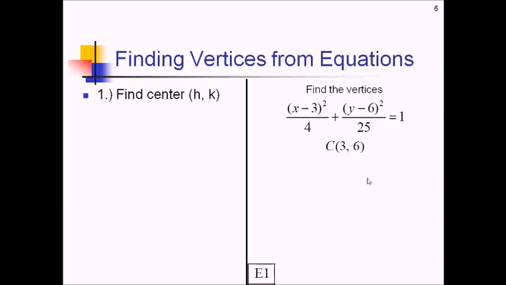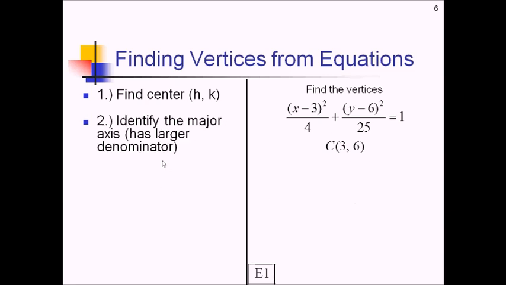And then we know that the vertices are a certain distance away from the center, but which direction? That's going to depend on the major axis. They're either going to be left, right of the center or up, down from the center. But they're in line with it in one way or another. So we have to next identify the major axis.